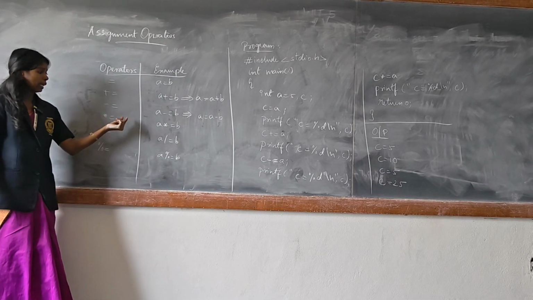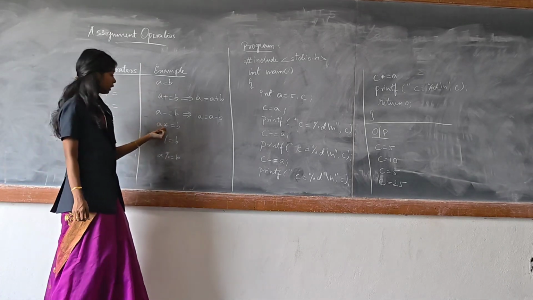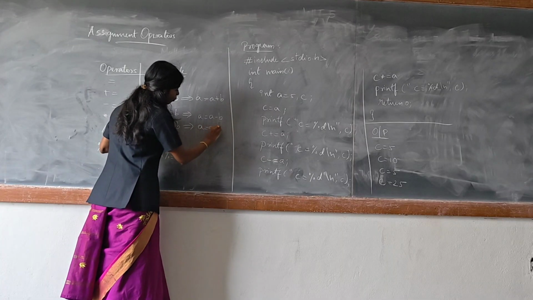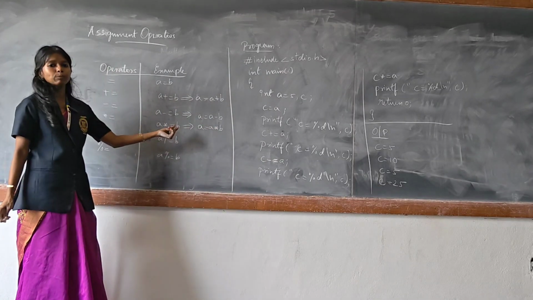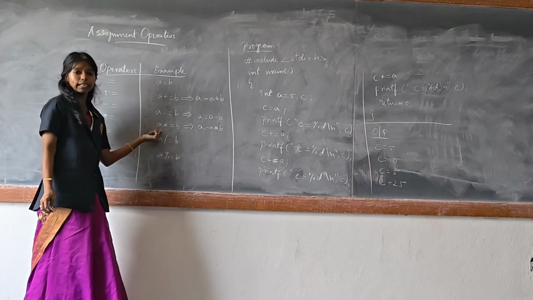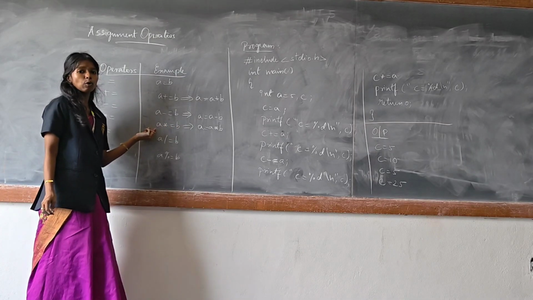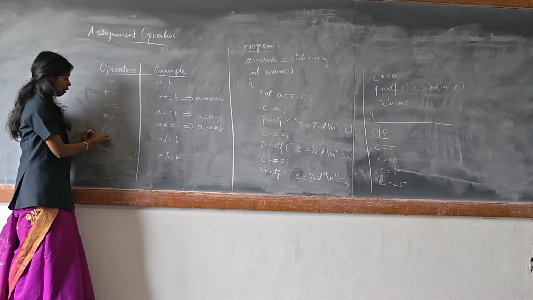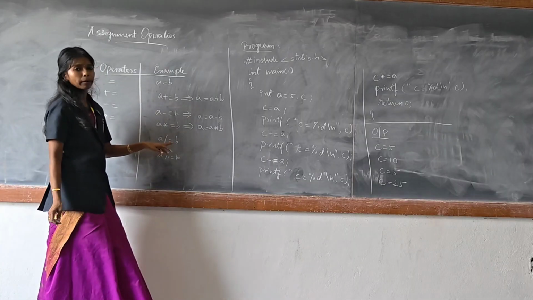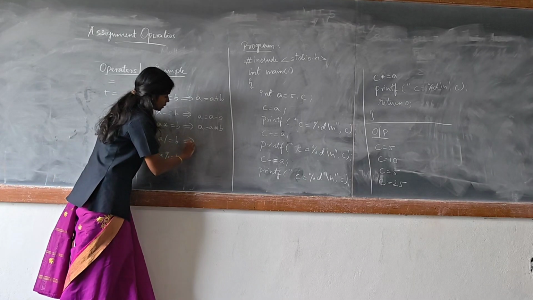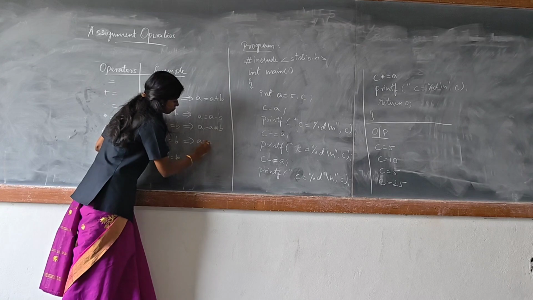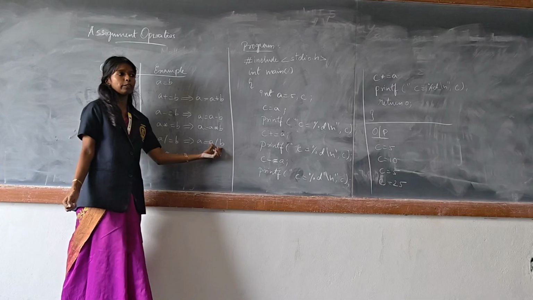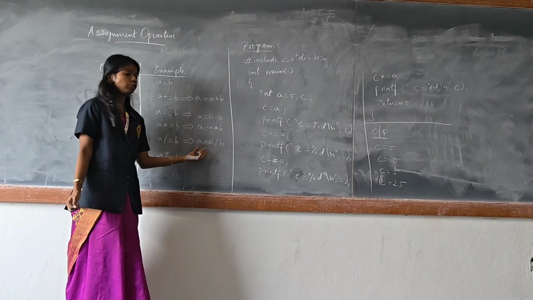So multiplication equal: A multiplication equal B is specified as A equal to A into B, which means the right side operand is multiplied with the left side operand and the value is stored to left side operand A. The same concept applies to division equal. A divided equal to B is specified as A equal to A divided by B, which performs the division of A divided by B and the value is stored to A.